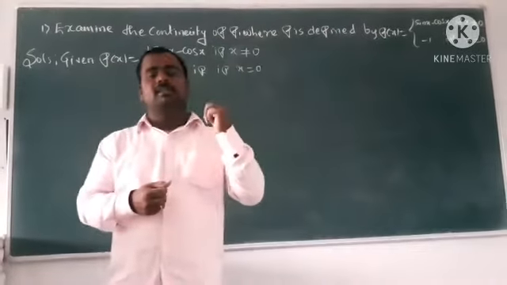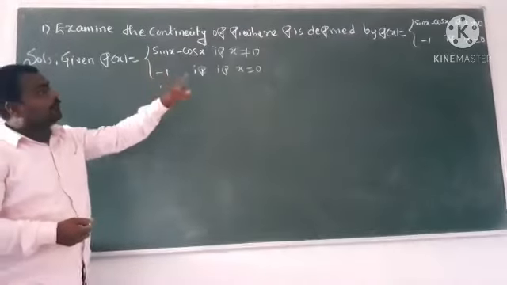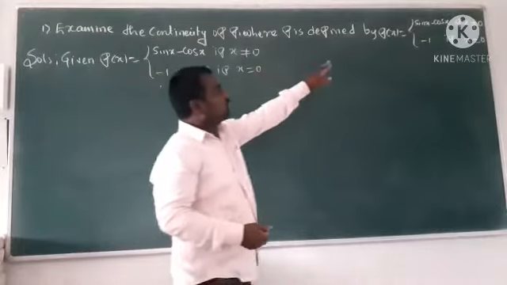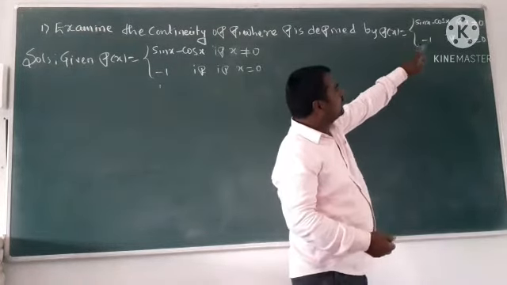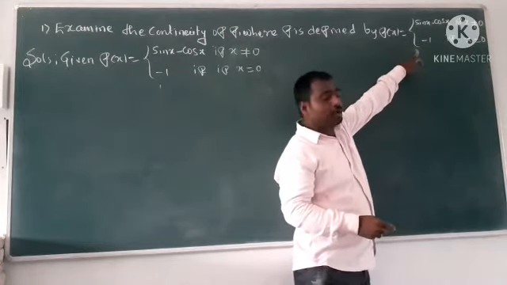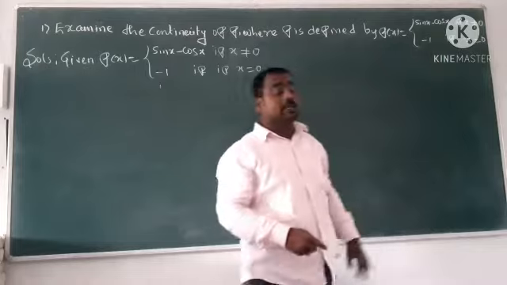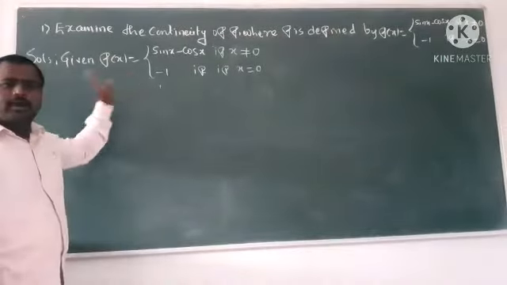So let us discuss this problem. Examine the continuity of f, where f of x equals signum function of sin x minus cos x, if x is not equal to 0, and minus 1 if x is equal to 0. Look at this one, the solution is given.